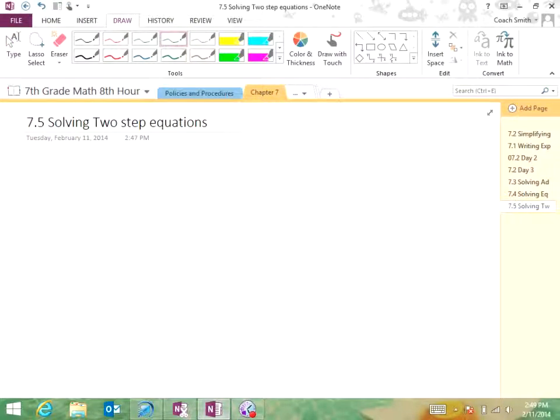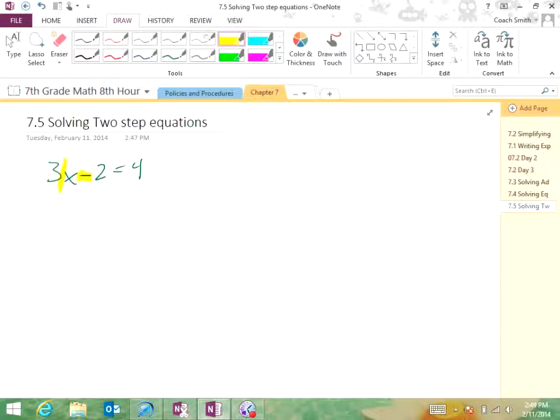Okay, we're going to talk about solving two-step equations. Obviously when we say two-step equations, they're going to look like something like this: 3x minus 2 equals 4. Now, the reason they're two steps is because you have subtraction and you have multiplication.